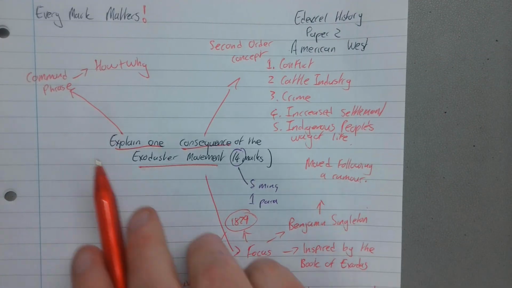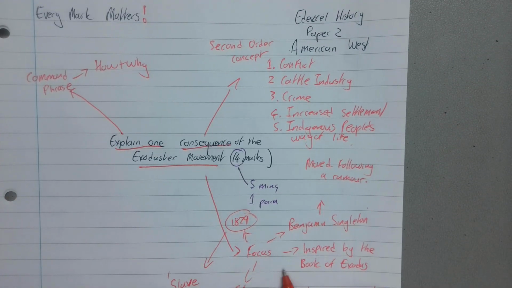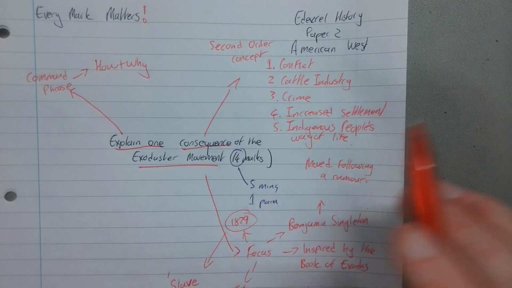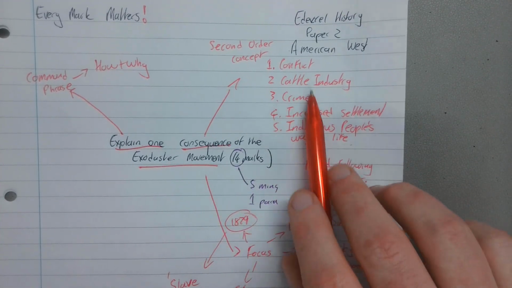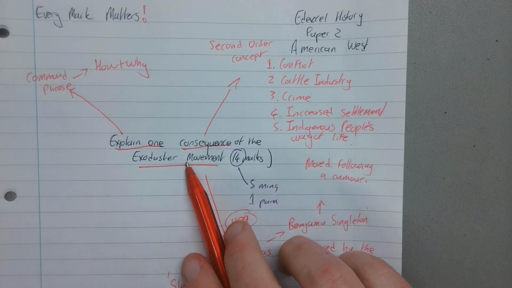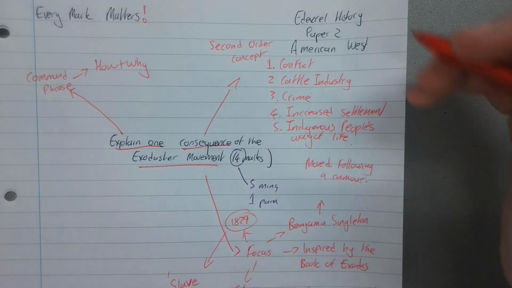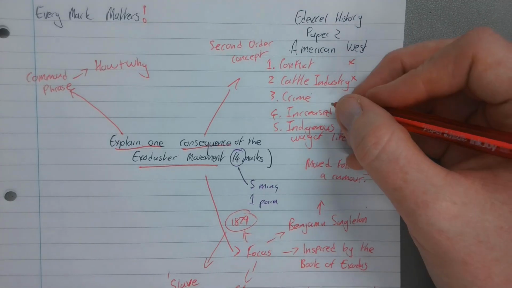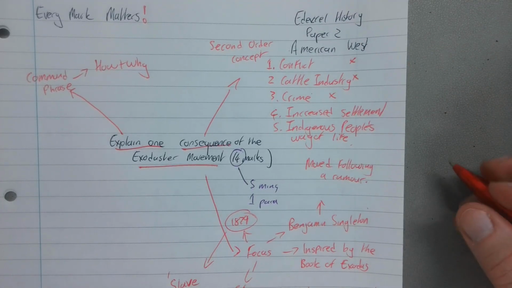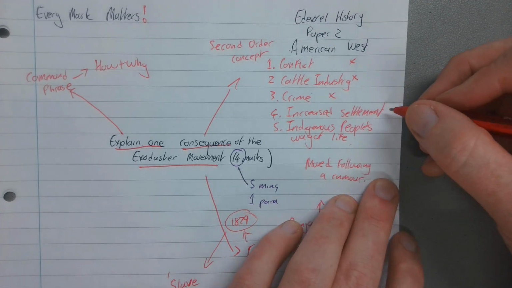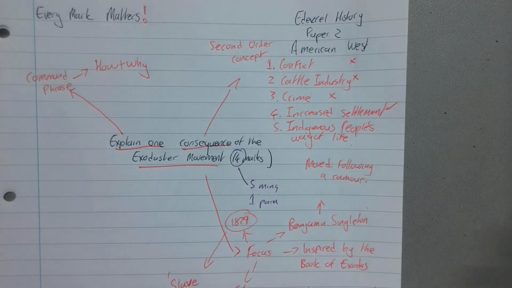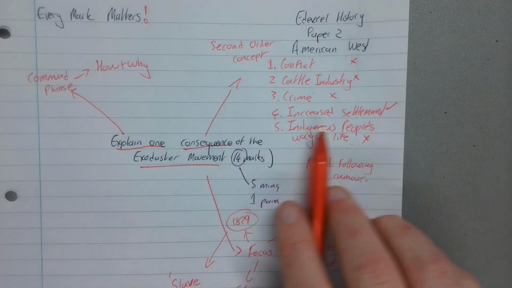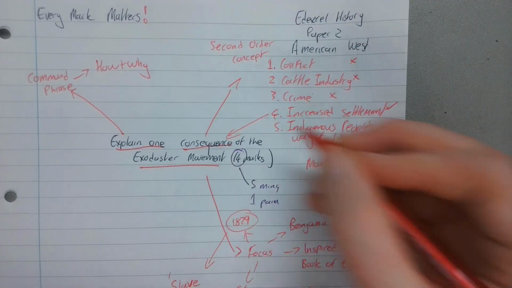Right, so we've worked out the command phrase, we've annotated the focus with our knowledge, we've looked at the second order concept. Why don't we just work out which of these consequences match up. Right, so the Exodus, the movement. Does conflict match up? No, so let's put a little X there. Does cattle industry match up? No, absolutely not. Does crime match up? Not necessarily. Does increased settlement match up? Yeah, it does actually. Indigenous people's way of life? Nah, not really. So clearly increased settlement fits in perfectly with this question.